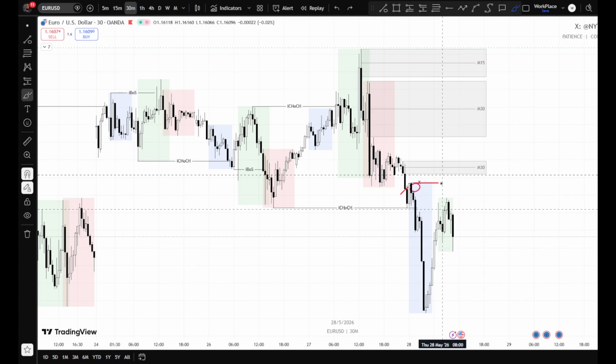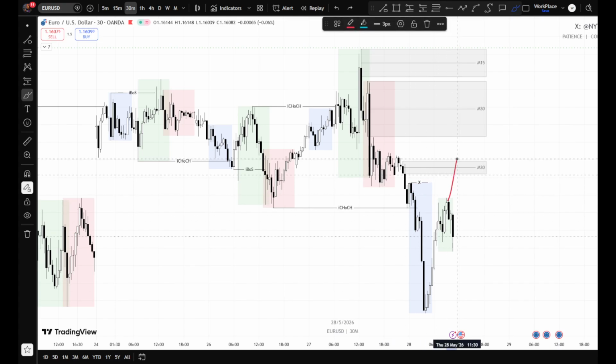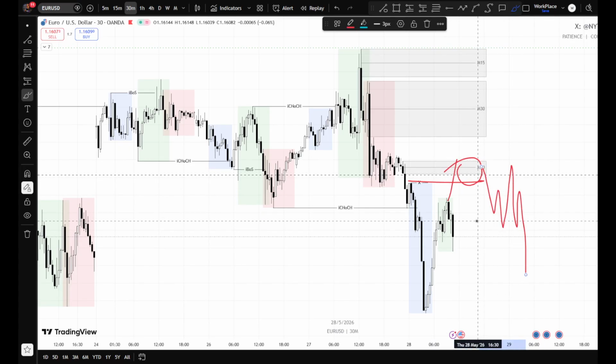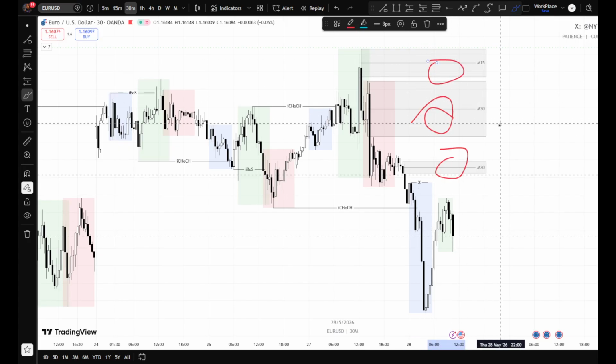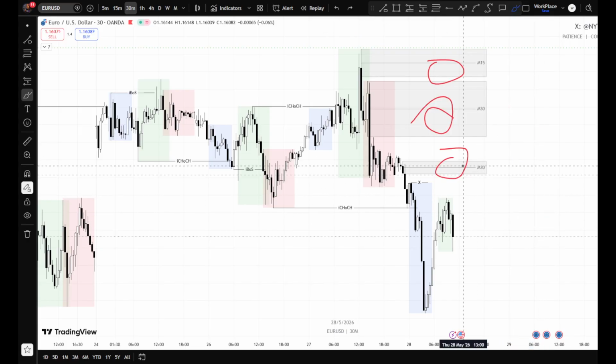So price will sweep this high, mitigate this, and then give a lower time frame change of character to the downside to then sell, or fill this other block, mitigate here or this, and then give a lower time frame change of character to the downside to then sell to the downside.